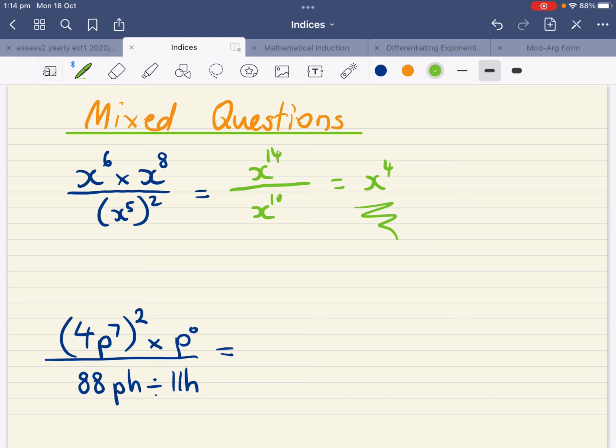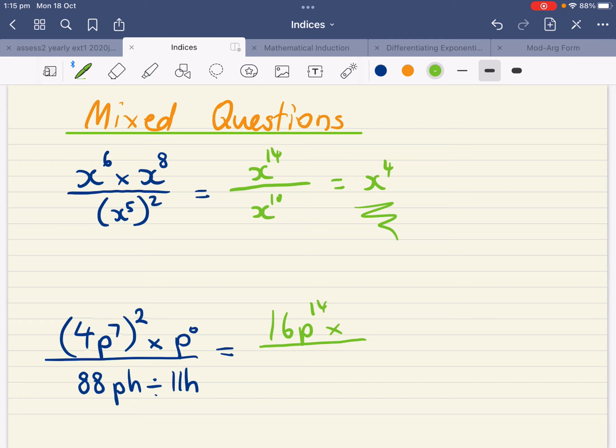All right, on to our final question of the lesson. All right, so I'm going to start with the numerator. Here we've got an index law 3 question, and a tricky one at that, because that's a normal 4 here. That's a normal 4 that's been squared. So what is 4 squared? 4 fours are 16. And then you're left with this p, right? Power of a power. In that case, you multiply, you end up with p to the 14.